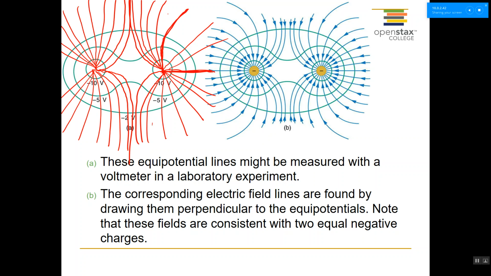And don't forget, electric field is a vector, so your electric field lines should all have arrows. All right, in this case, they're negative charges, so they're all going towards those negative charges.